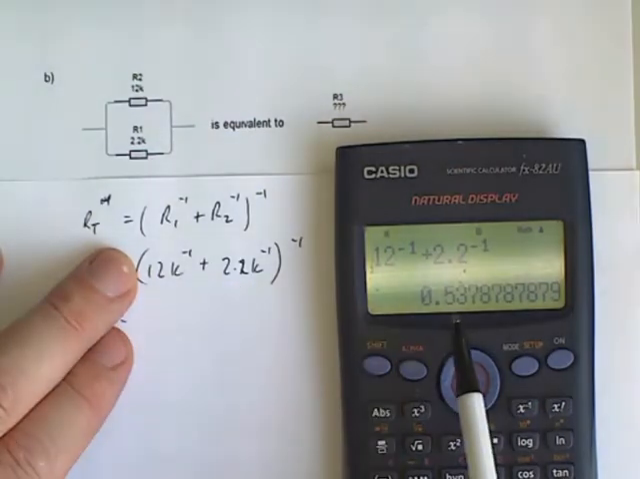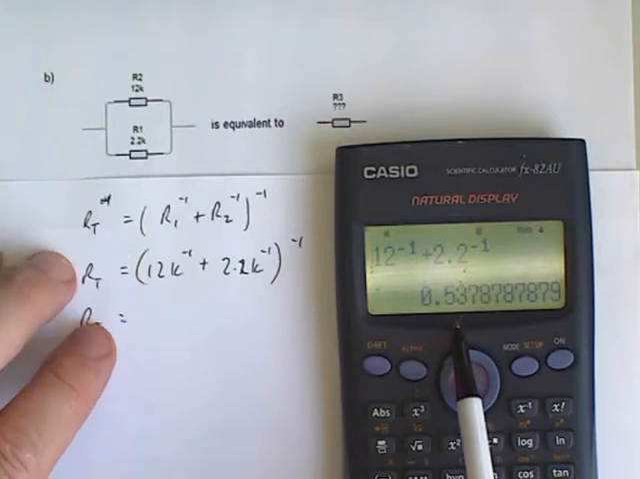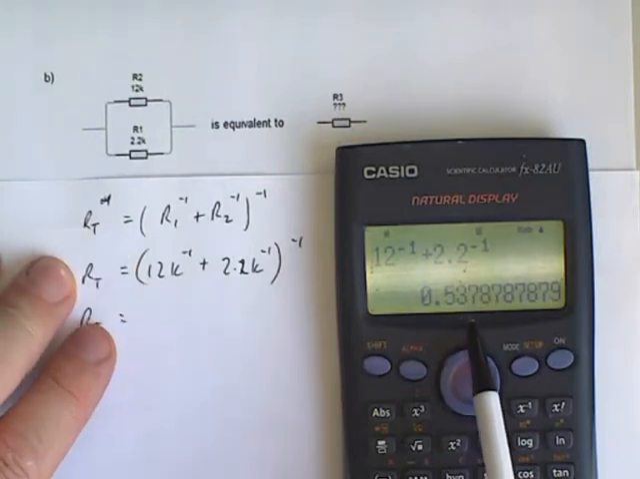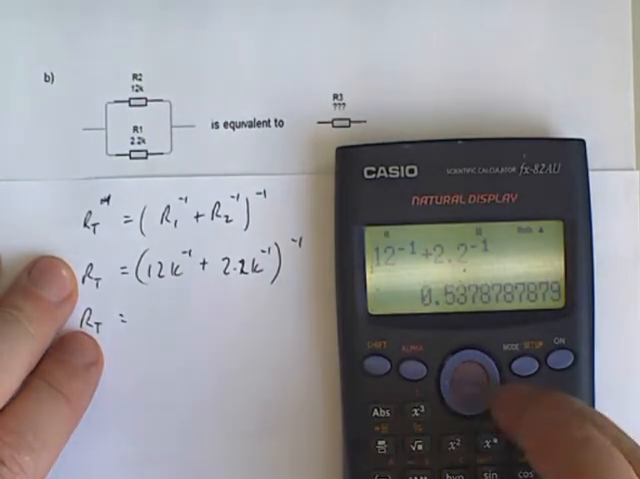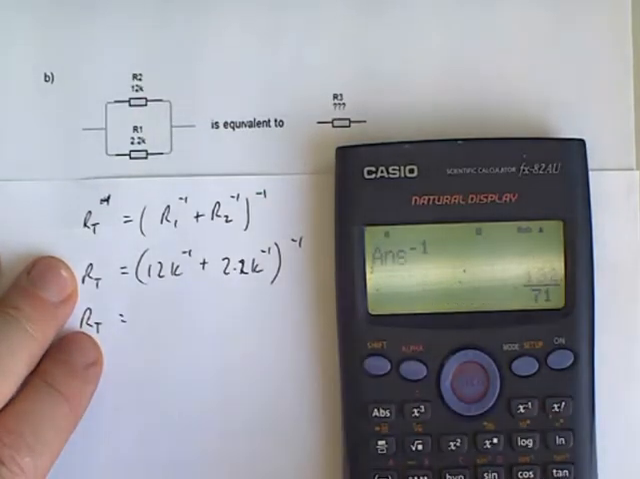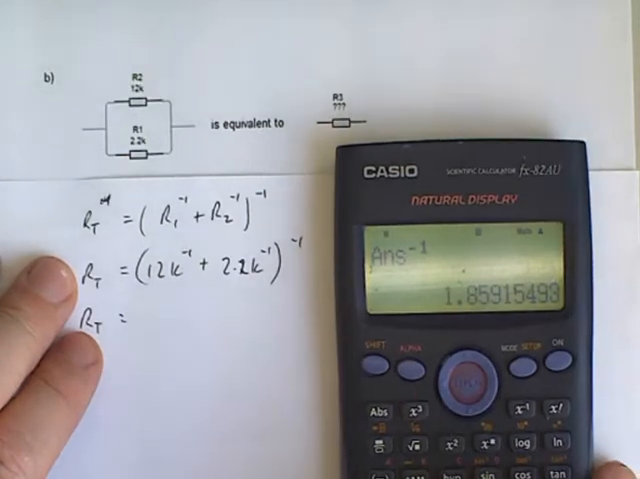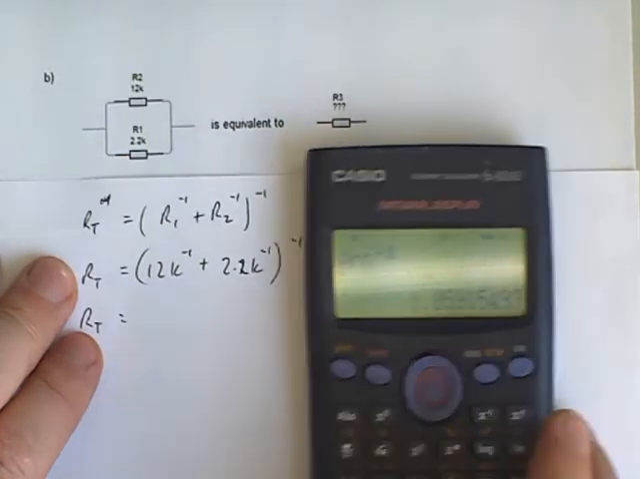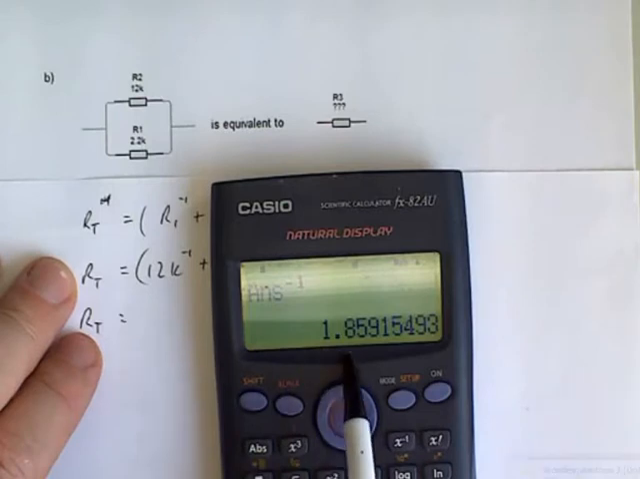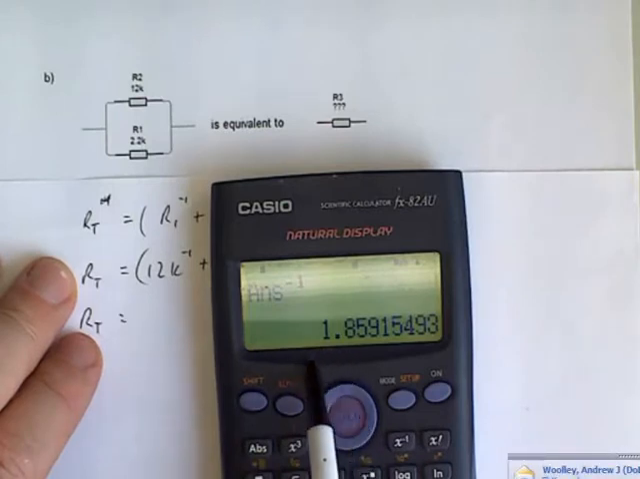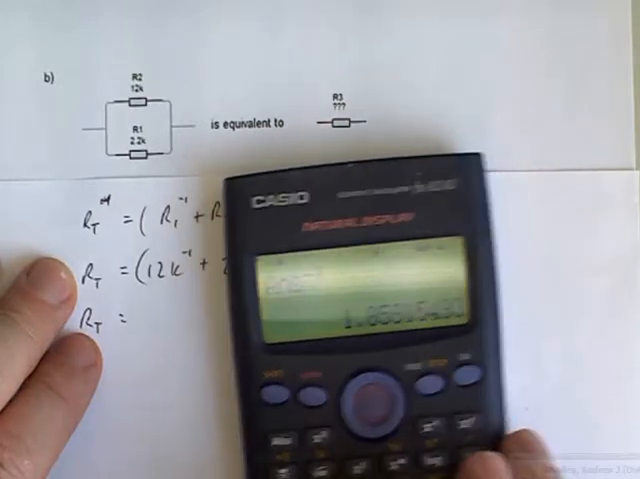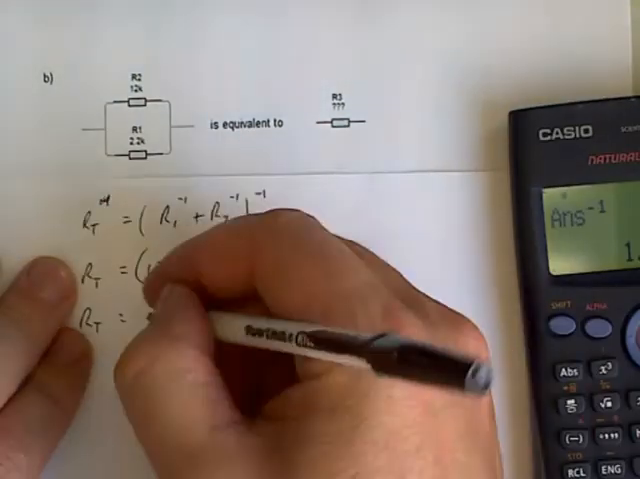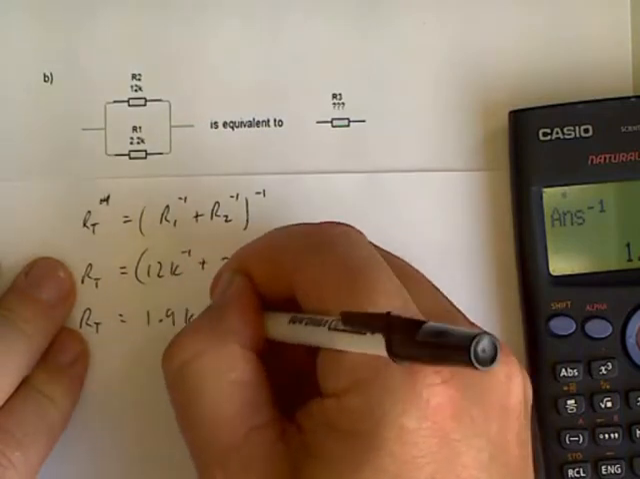get a very small number. So that's not my resistance. 0.537 ohms is not my resistance. I need to take the reciprocal again, and I get 1.8. I'm going to round it to the nearest tens of ohms, so 1. Actually, I'm going to the two significant figures. 1.90k, that is. It was 1.9k.